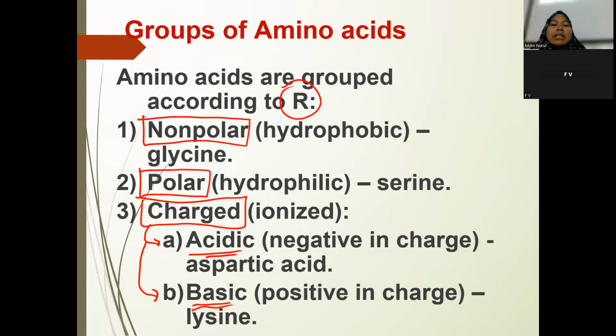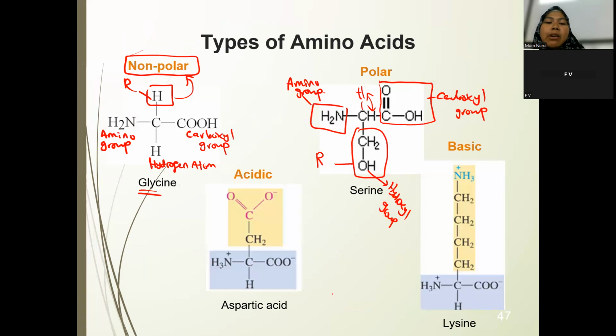Okay. The charged amino acid is divided into two, acidic or basic. Okay, kalau acidic, the R group will be negatively charged. And for basic, the R group will be positively charged. Contoh acidic, aspartic acid. Contoh basic amino acid is lysine. Lysine ni banyak dalam susu. Ada lagi tryptophan apa semua tu nama amino acid tau. Ada 20 semuanya. Okay, jom kita tengok aspartic acid.